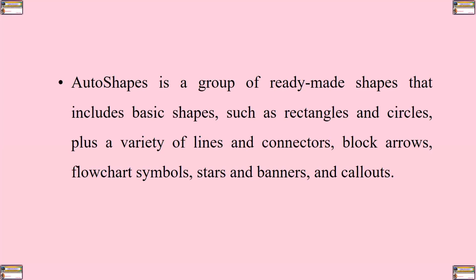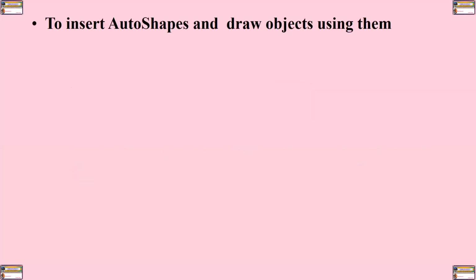Autoshapes is a group of ready-made shapes that includes basic shapes, such as rectangles and circles, plus a variety of lines and connectors, block arrows, flowchart symbols, stars and banners, and callouts.